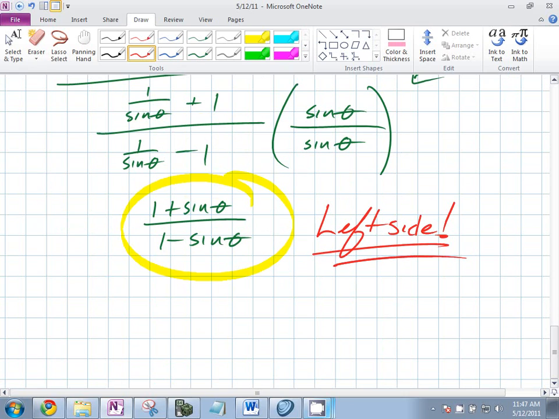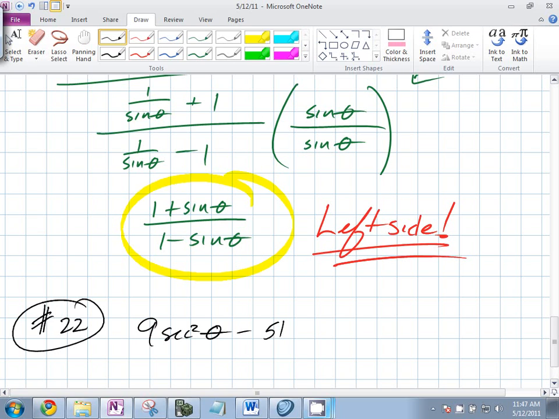Let's pick another one that looks a little different. You guys are doing real well on these. 22? Sure. Yeah, absolutely. 22. This is a little tricky, but you can definitely do it. How many people tried 22? We're trying to prove that that's equal to 5 plus what? 4 secant squared theta. Okay, what's a great thing we should do first?